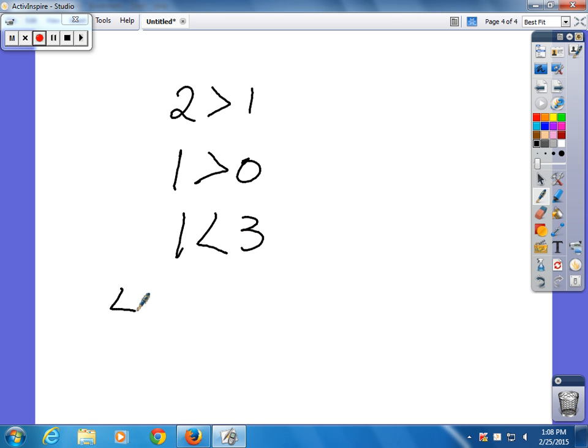What about this? 4 is greater than 5. I'm sorry, that's wrong. I meant to draw it the other way. 5 is greater than 4. Or 4 is what? Less than 5. So that debunks the idea of which way the alligator goes. Because I can say 4 is less than 5, or I can say 5 is greater than 4. Up here, I can say 1 is greater than 0, or 0 is less than 4. I can say 0 is less than 4 here, or 4 is greater than 0.